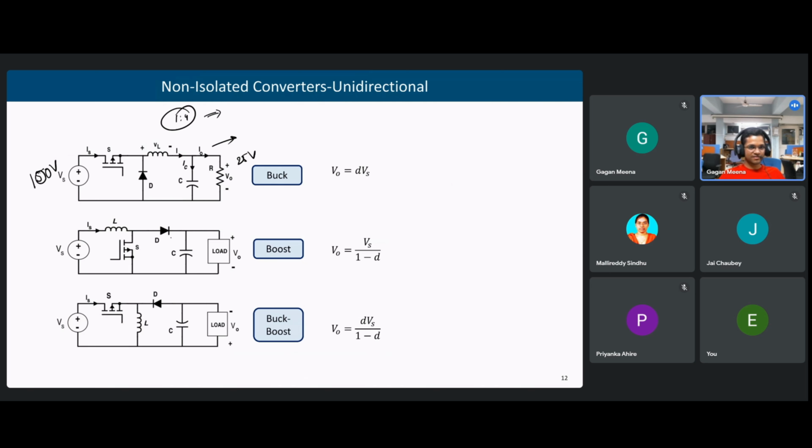So this is a boost converter. It will boost the voltage, and here it can do both based upon this duty cycle. It can reduce and increase the voltage both. So suppose this output voltage is 20 volts and input is 80 volts. What will be the duty cycle?